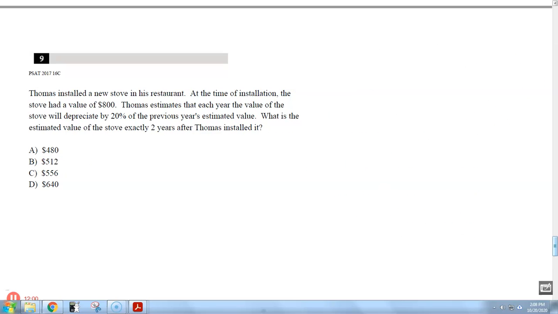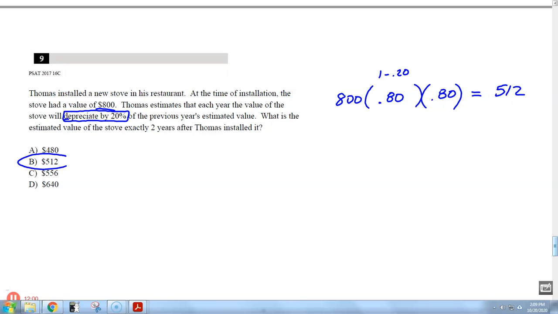Number 9. Thomas installed a new stove. At the time of the installation, the stove had a value of $800. So we are at $800. Each year, the value of the stove will depreciate. Okay, depreciate means it's going to drop 20%. So if I take 800 and I drop 20%, that's going to be 0.80. That's 1 year. What is the estimated value after 2 years? So I've got to do it again. It drops another 20%. If it were 3 years, I would do another 0.80. But they want to know what it's worth after 2 years. So 800 times 0.8 times 0.8, or I could have done the second power, but it doesn't really matter. 512. B.